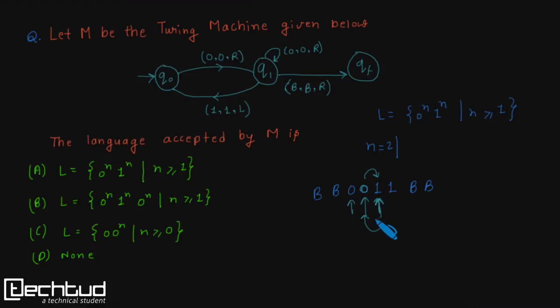You can see that this will continue forever. Whenever you are at this 0, you will move to this 1, and whenever you are at 1, you will move to the left direction, that means again to the 0. This is causing an infinite loop. You will never reach the final state. You will fall into an infinite loop. So this string will not be accepted by this Turing machine.